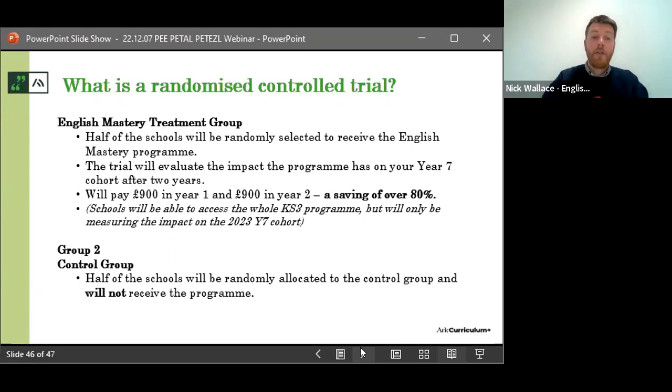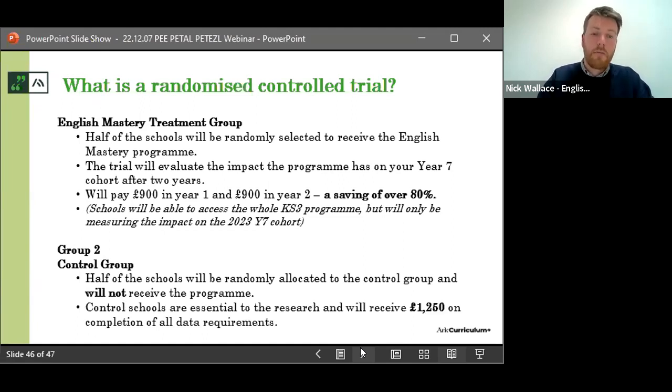The second group, the other 50-50 set, will be randomly allocated to the control group and are unable to complete English Mastery. You will continue with your existing curriculum as planned. You don't have to make any changes. You can do whatever you want to. If you'd like to change to something else, you're more than welcome to. If you want to stick with what you've got, you're more than welcome to. You just will be unable to work with English Mastery.